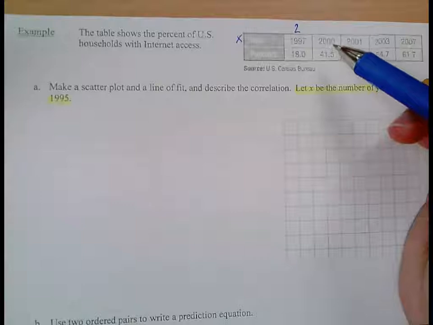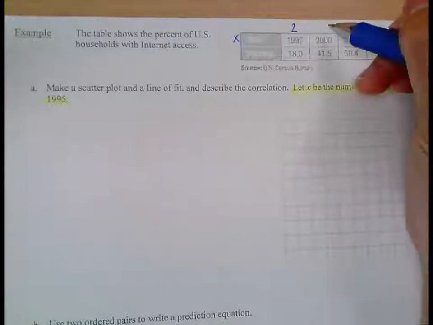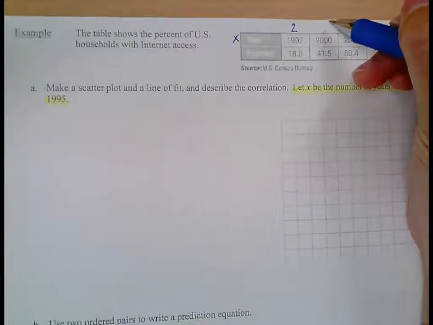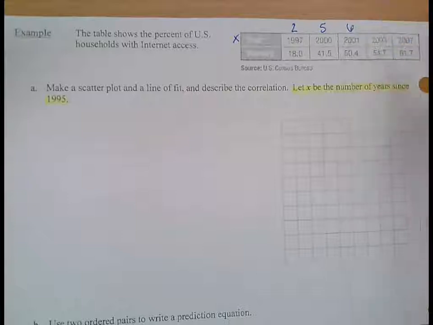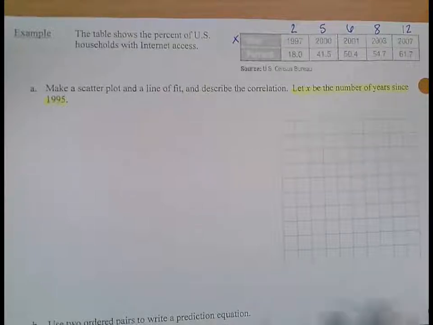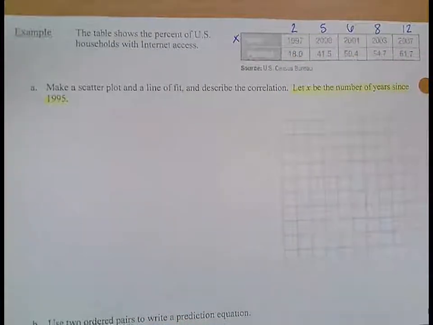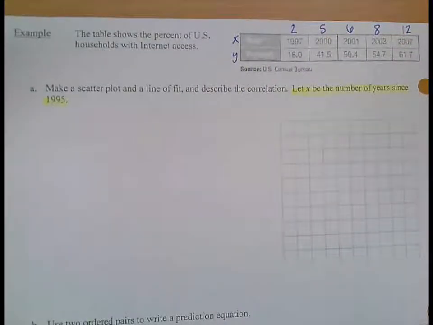So what would the X value be for 2000? How many years since 1995? 5, yes. So then 2001 is 6 years later, 2003 is 8, 2007 would be 12 years later. So rather than putting the actual year on the x-axis, you would be putting those values. And then the y values are representing the actual percent of households.